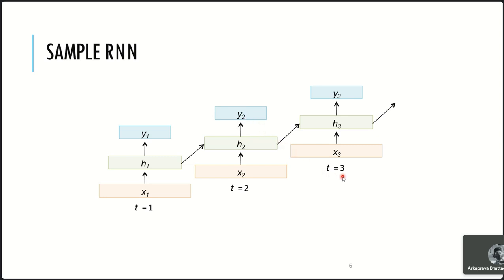The same goes on till t equal to 3, x3. H3 takes input from H2 and uses it for generating Y3. All these three are RNN single unit cells. And this is called unfolding, or unrolling, of the RNN.